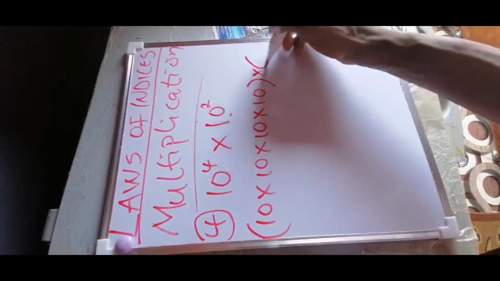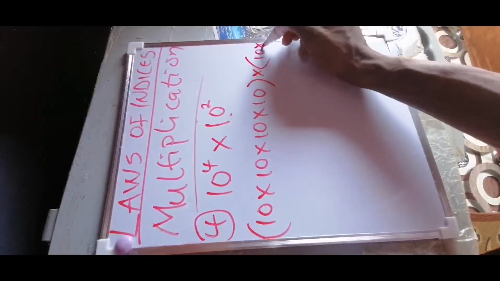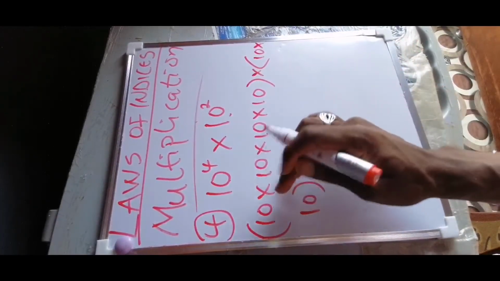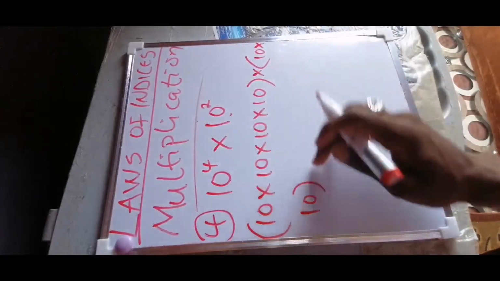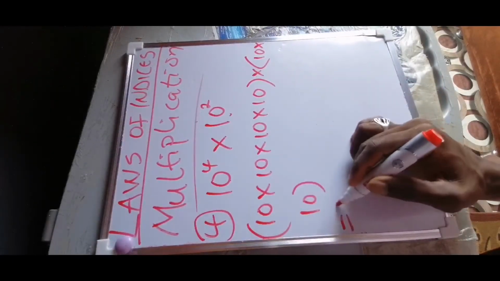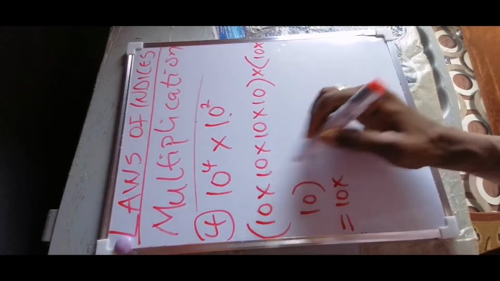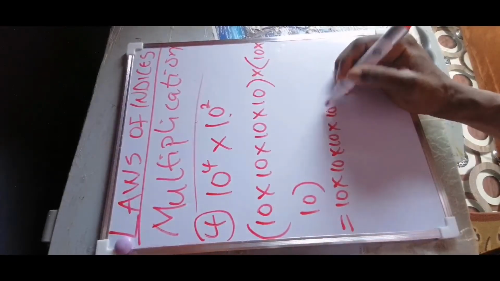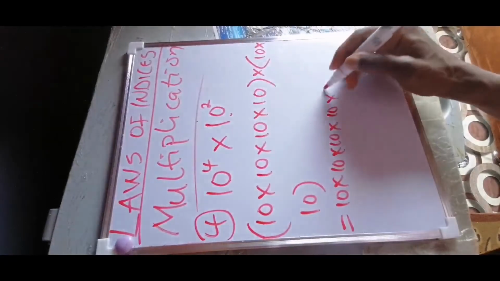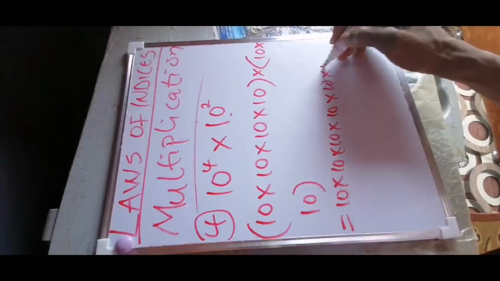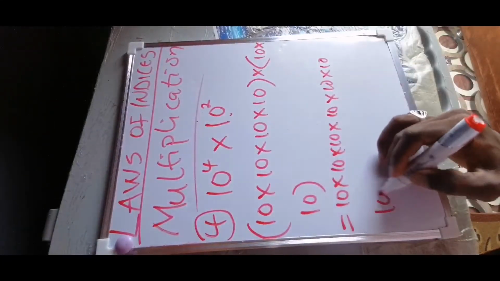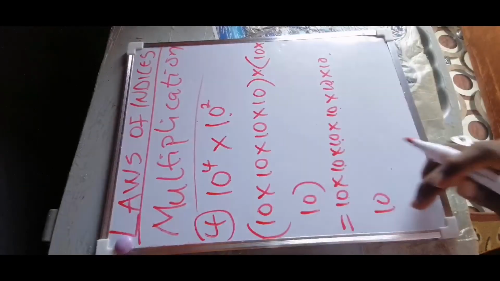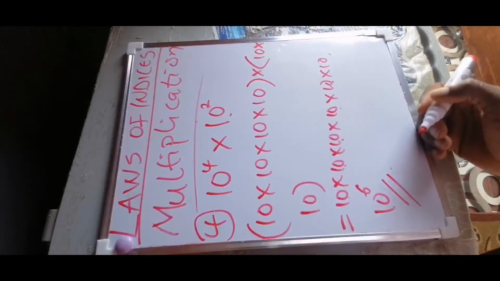Then times, open bracket, 10 times 10, close your bracket. So we are going to expand our two brackets. Equals 10 times 10 times 10 times 10 times 10 times the last 10. So how many 10s do we have here? 1, 2, 3, 4, 5, 6. We have six 10s, so 10 raised to the power of 6. That is our final answer.